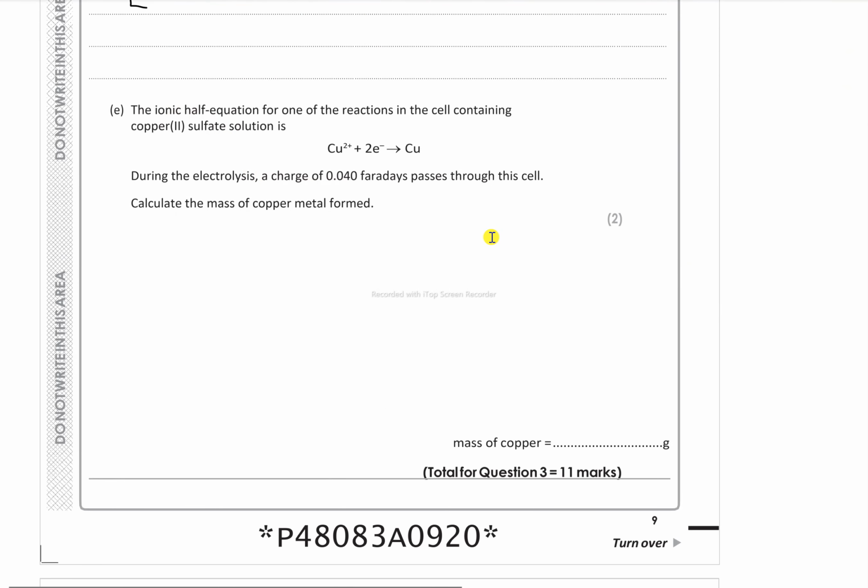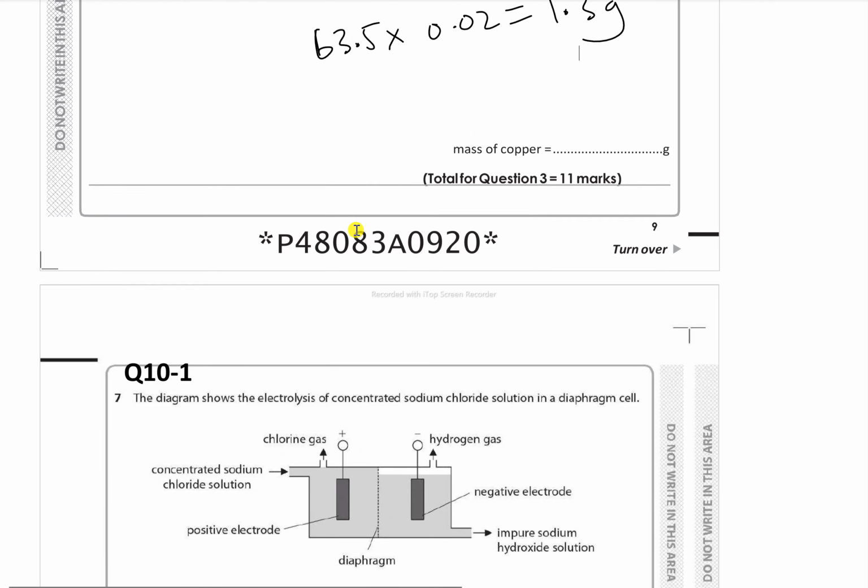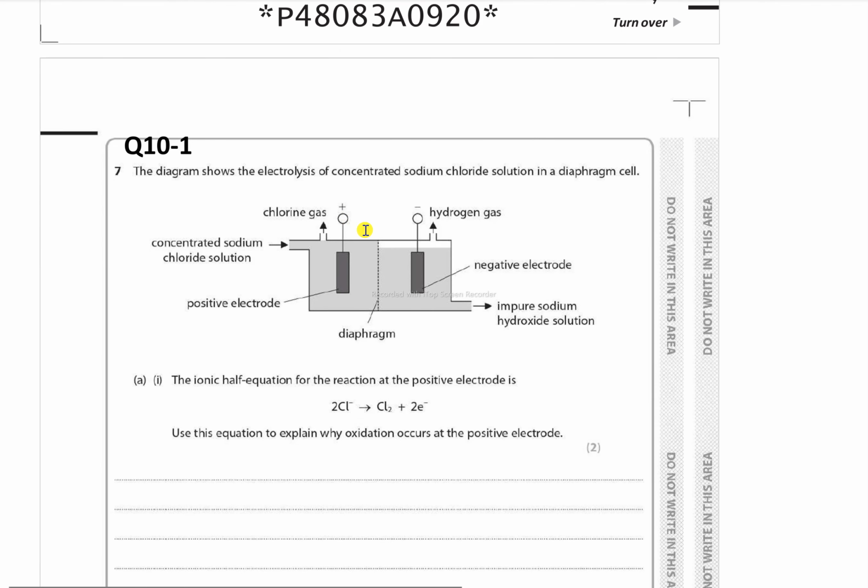That's Faraday. You've used 0.04 Faradays. You don't need this for the new spec. We divided by 2 because we got 2 of them. We need 0.02 moles, and we want the mass, so we'll do 63.5 times 0.02, which equals 1.3 grams of copper. So we don't need that. Right, we'll call it quits there.